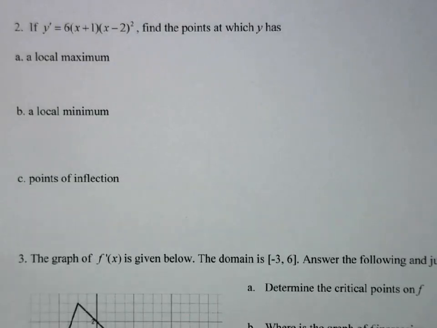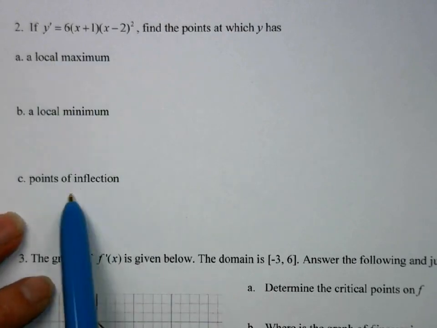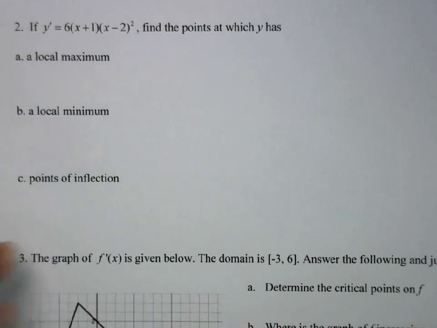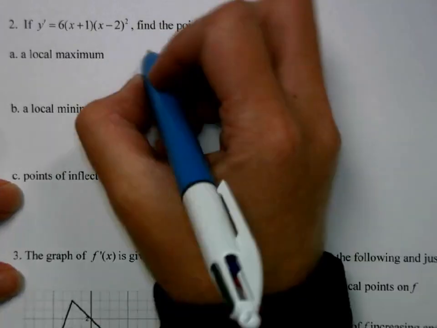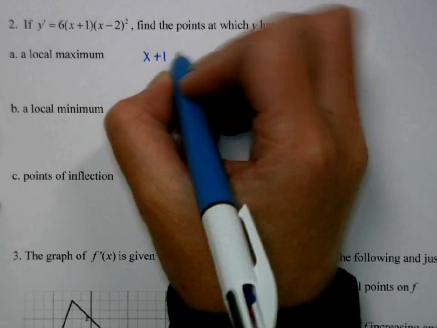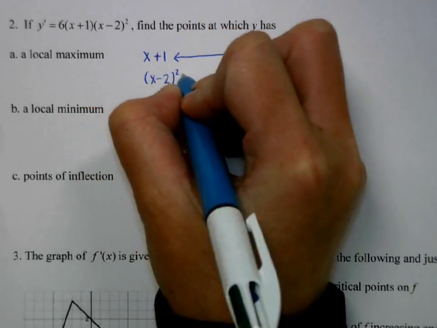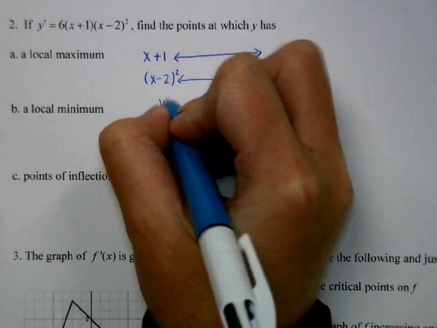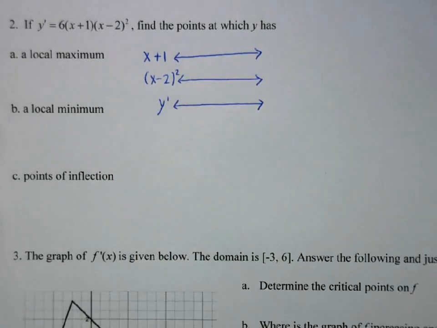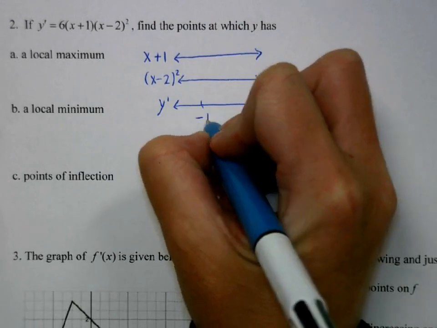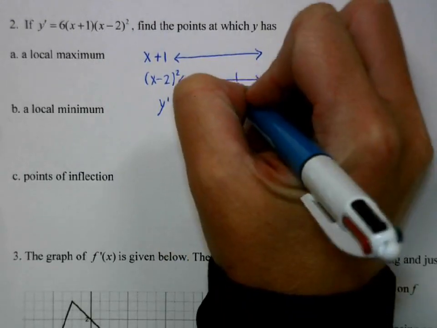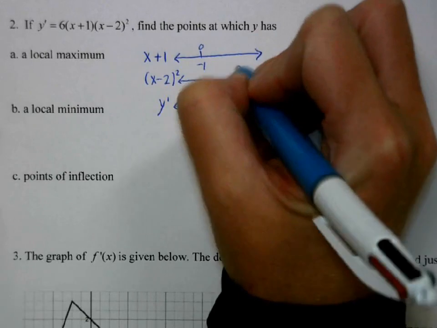Okay, so if y prime is 6 times (x plus 1) times (x minus 2) squared, we're going to find out where there's a local max, a local min, and points of inflection. Max and min we're going to get from the derivative, which we are already given. I'll do my number line chart because that's a good way to organize our information. There are two critical points here, one at -1 and one at 2. Those are the things that make our derivative 0.